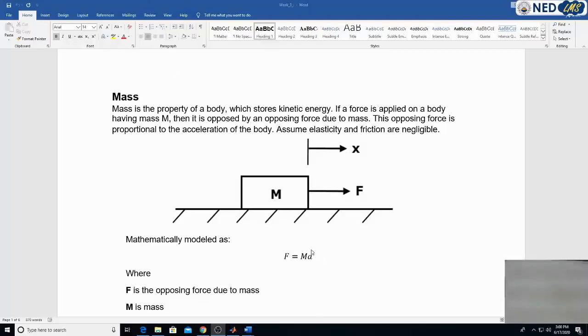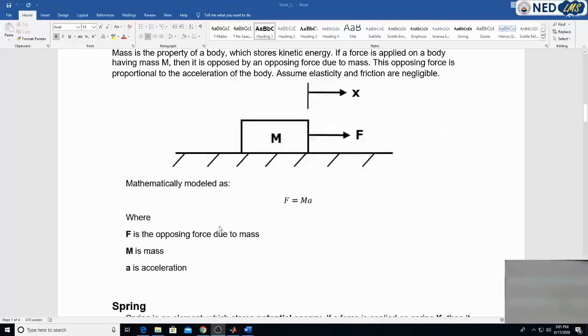This mathematical equation, which is known to us, is F = ma. The force is applied on the mass, and the mass opposes that force, and the opposing force is directly proportional to the acceleration of that body. So F = ma is the mathematical model of this physical system, where F is the opposing force, M is the mass, and A is the acceleration. Whenever we involve a mass in our systems, we will represent it with this mathematical equation. This is one of the basic elements you can see in the mechanical translational system.